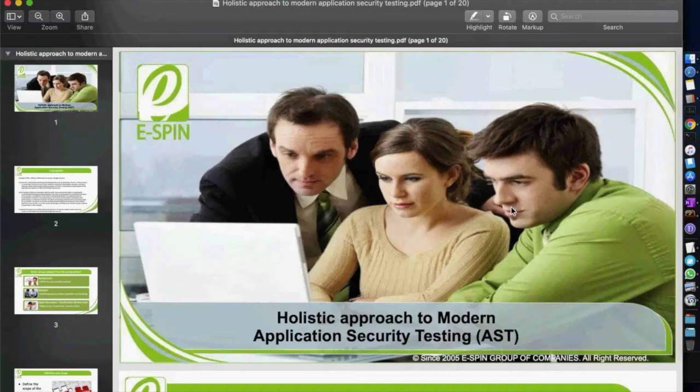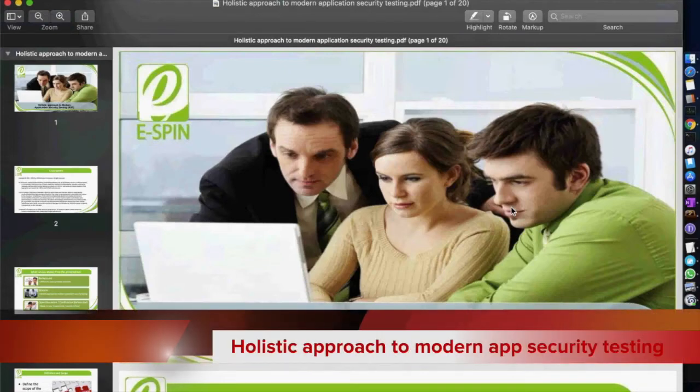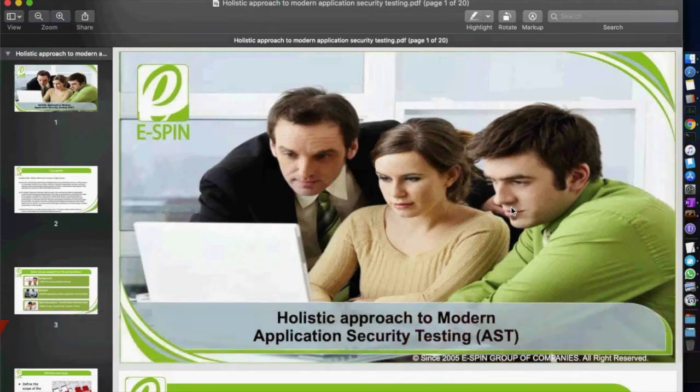Today, we were talking about this holistic approach to modern application security testing. This is a solution section. That means that we won't talk about any specific brand of product, but more on technologies. So let's start.